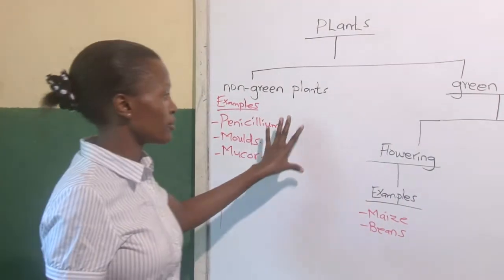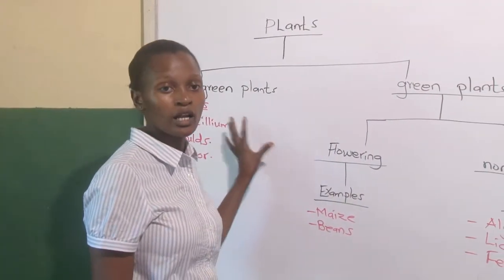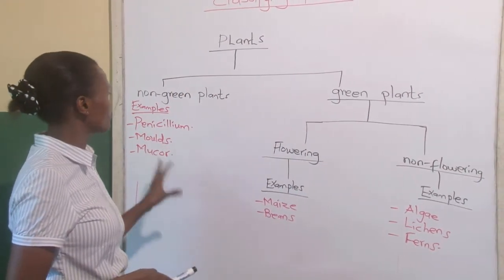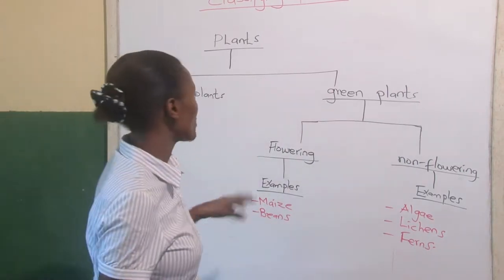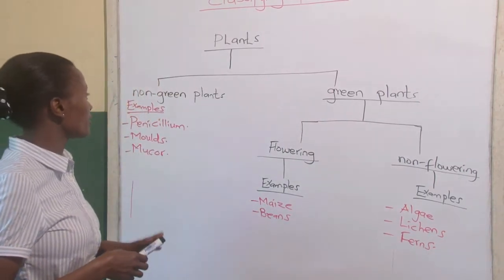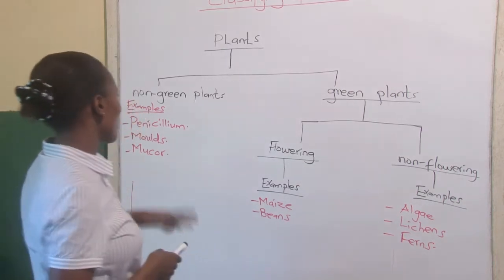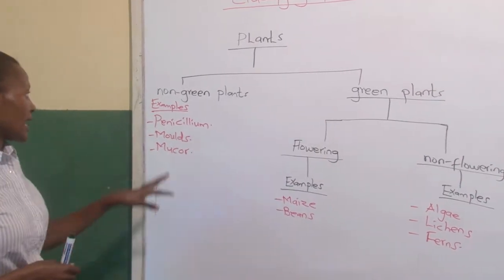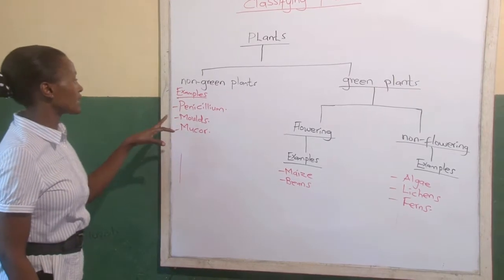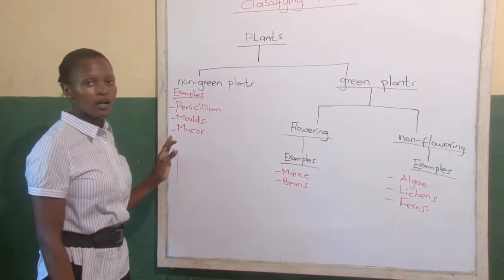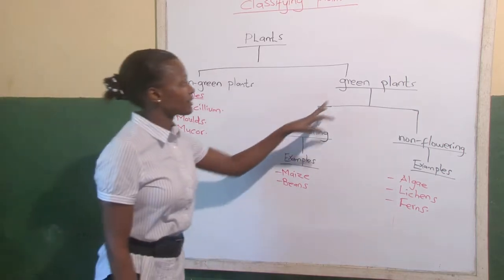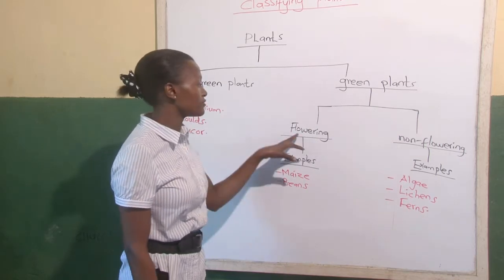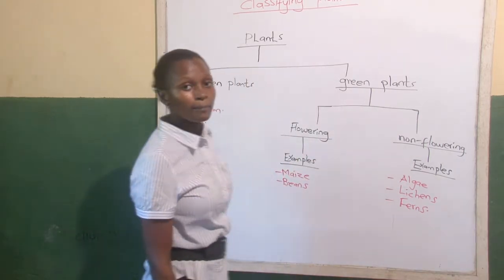I've come up with a table that is going to simplify what we've been looking at. We've been looking at plants, and we've looked at the two groups into which plants are classified. We have the non-green plants and the green plants. Among the non-green plants we have examples such as the penicillium, the molds and the mucor. And the green plants are further divided into two groups. We have the flowering plants and the non-flowering plants.